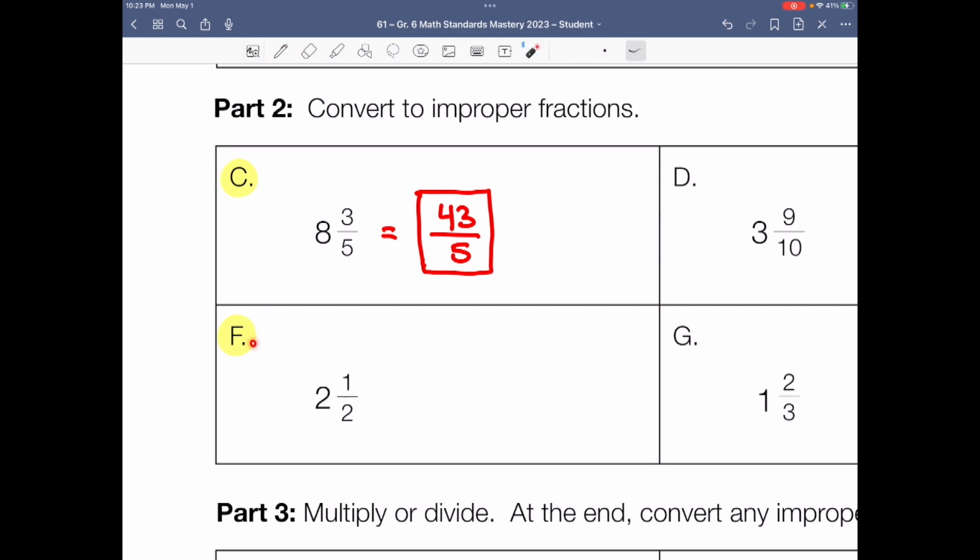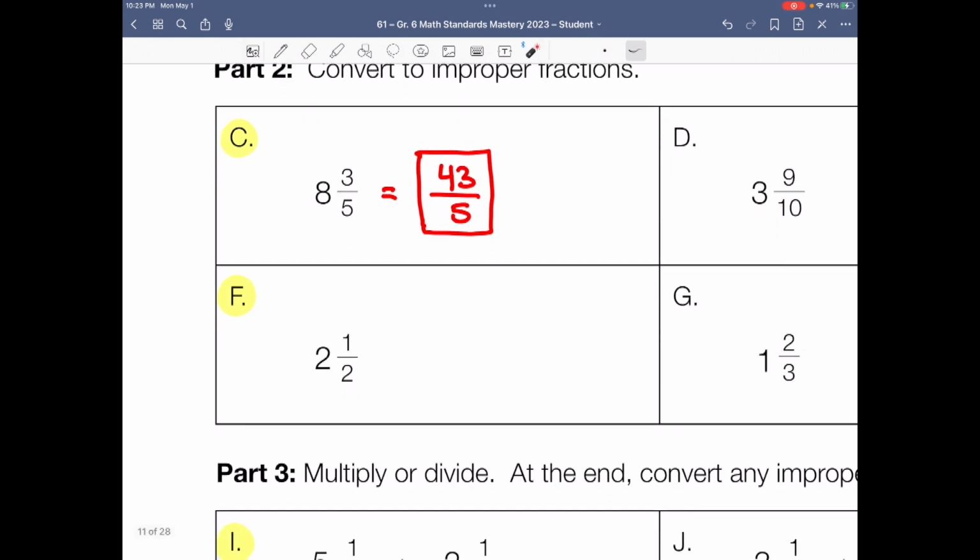One more, letter F. 2 and 1/2. So first, multiply 2 times 2, that equals 4. 4 plus 1 more equals 5. 5 what? 5 halves. And this makes sense because we're working with halves. Box your answer.